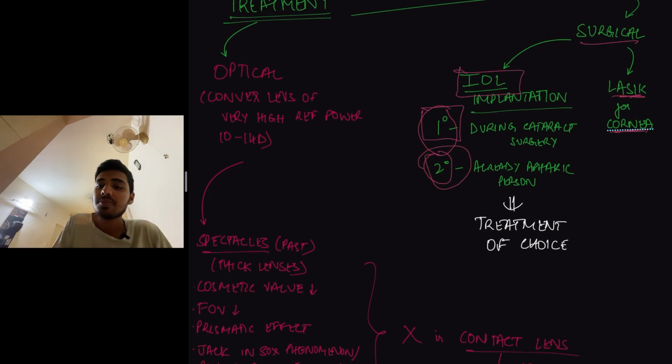Secondary IOL: if a patient comes to your OPD with aphakia, the patient has no lens. To him you do IOL implantation, then it is known as secondary IOL. But whatever it is, this intraocular lens implantation is the treatment of choice.